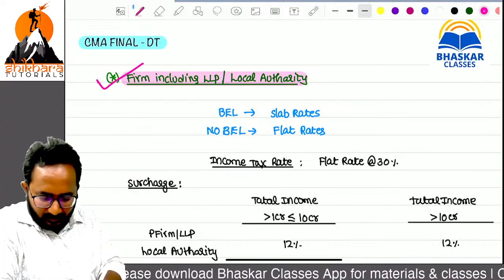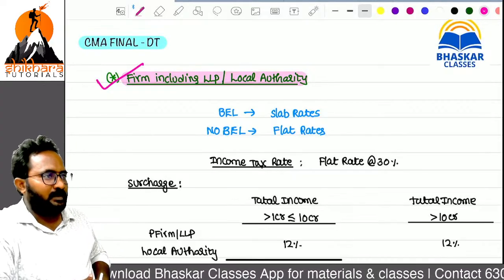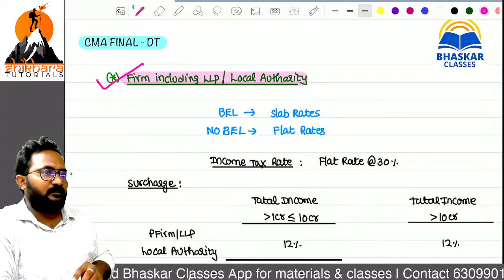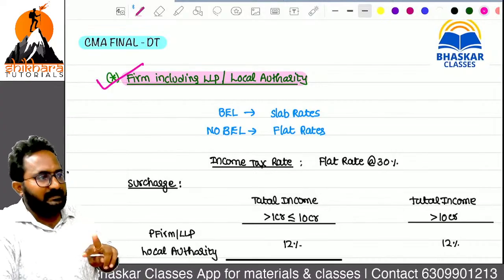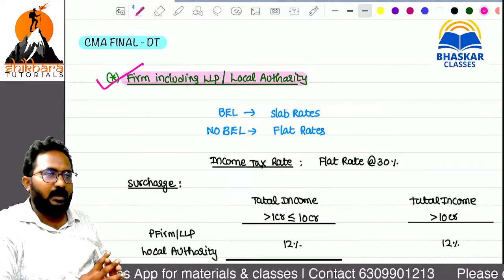Okay. Firm including LLP. Next one, local authority. Sir, why are you combining these two things? The same tax rates and the same surcharge rates apply. Okay?